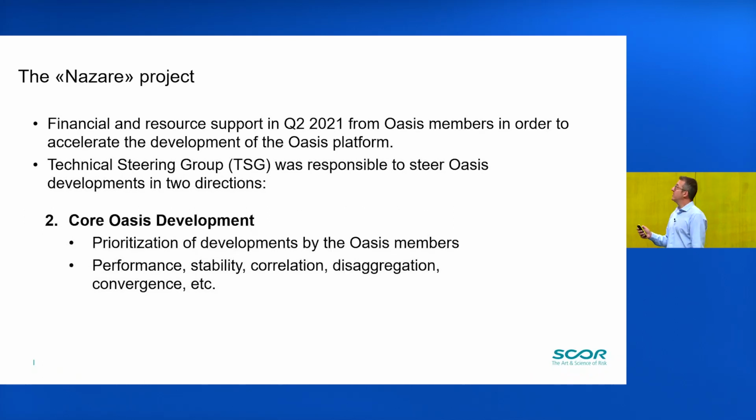But what was also very interesting, I think, and made a lot of progress during that time, was the development of core Oasis functionalities. And again, the Oasis members came together. There was a long list of priorities of things that we would like to be developed. Together, all the members prioritized all these things. And this was very important because a lot of things that were not there at the time have been developed and are now released in Oasis.